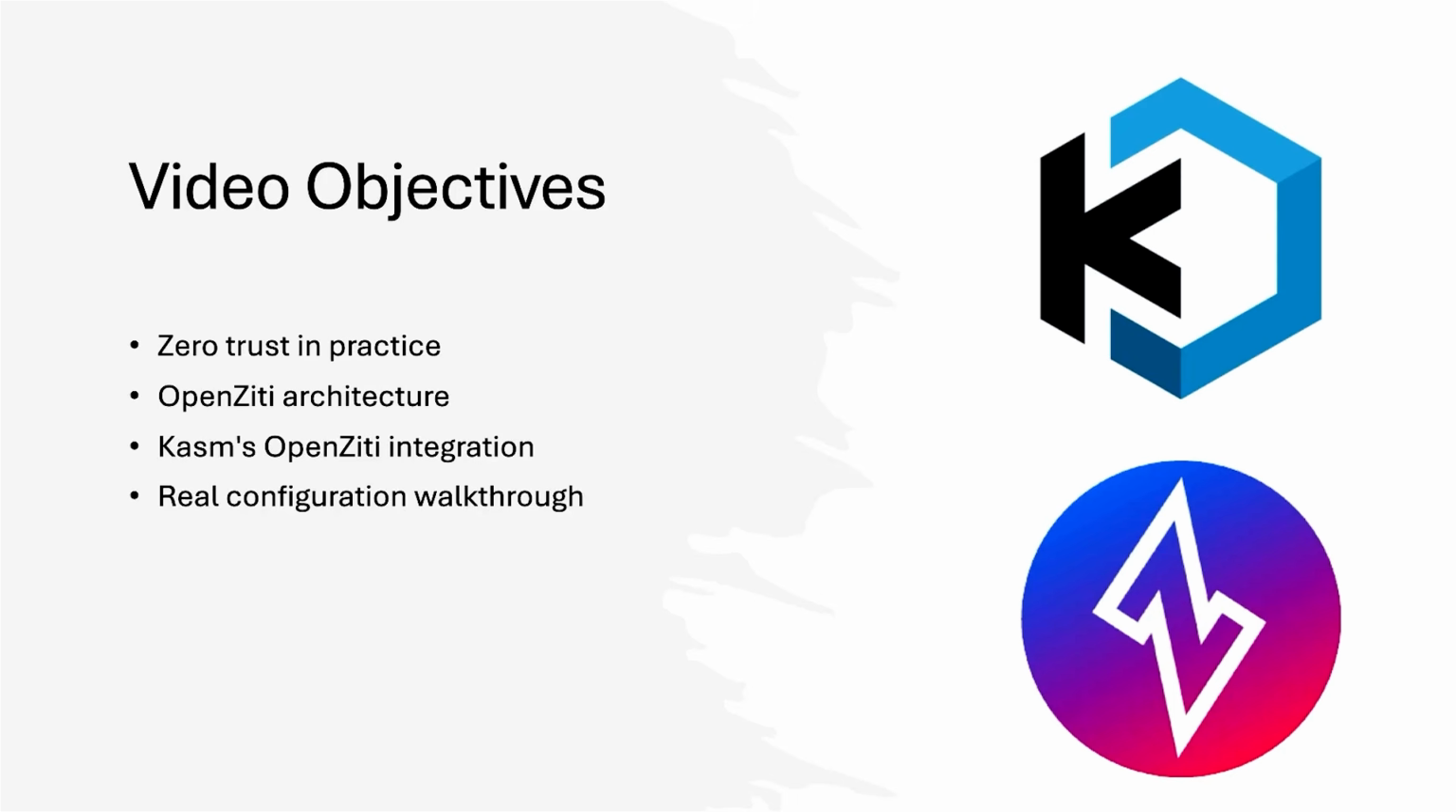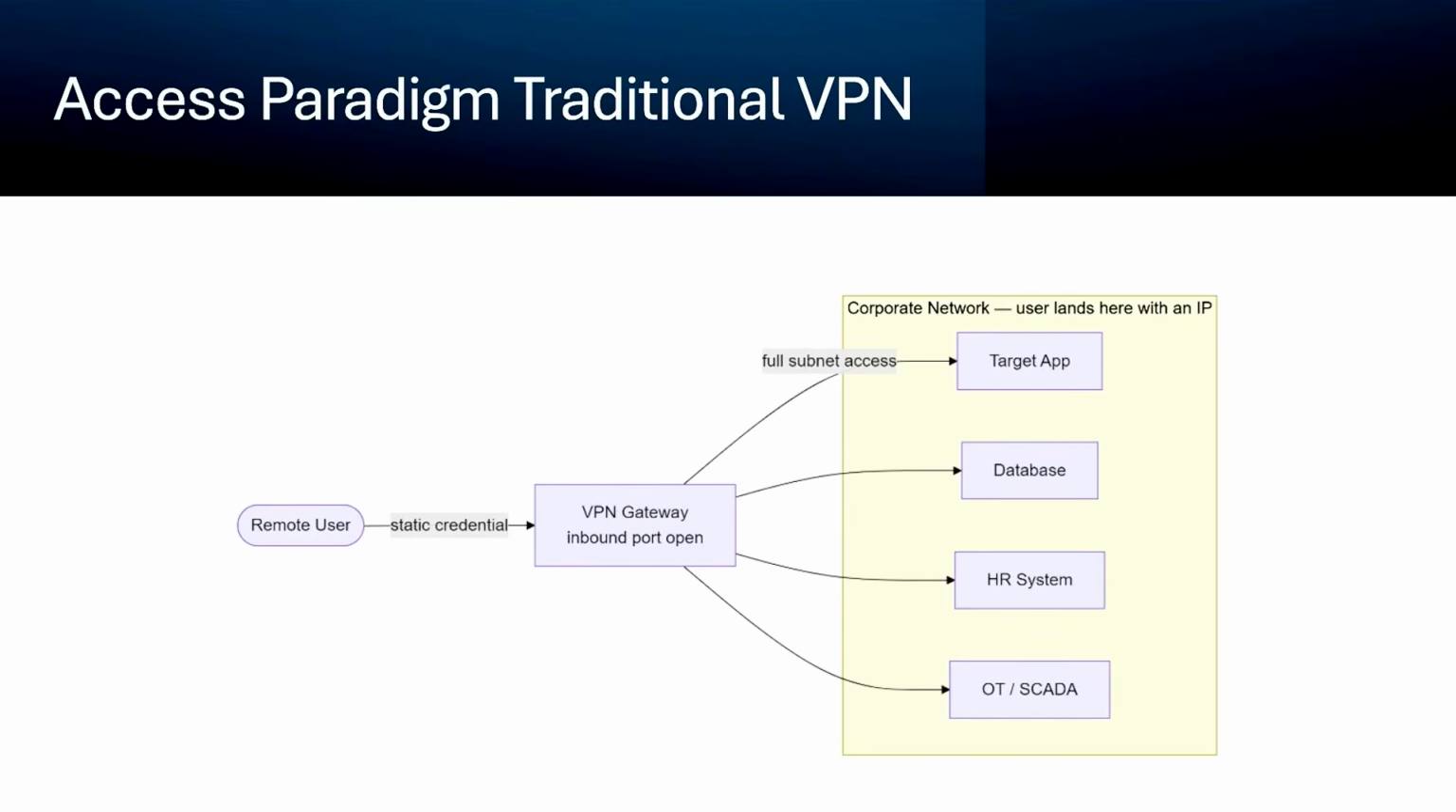Let's get into it. The fundamental problem with a VPN is the thing that also makes it feel simple. It gives you the network. When a user connects through a VPN, they appear on your internal network with an IP address. From there, policy is mostly just routing. If a firewall rule allows traffic from the VPN subnet to reach a server, any user who's connected through the VPN can reach it too. You get coarse network level access, not precise application level access.